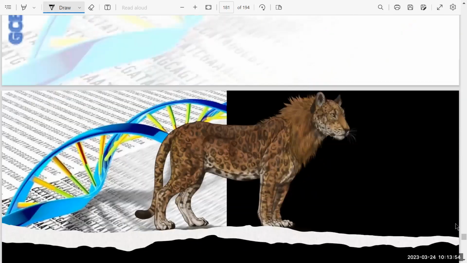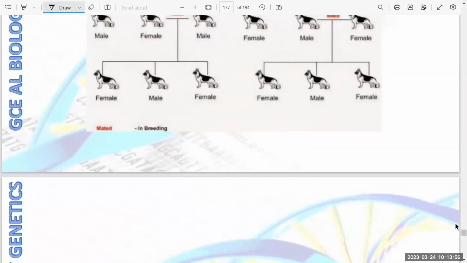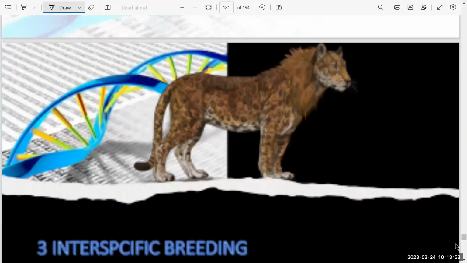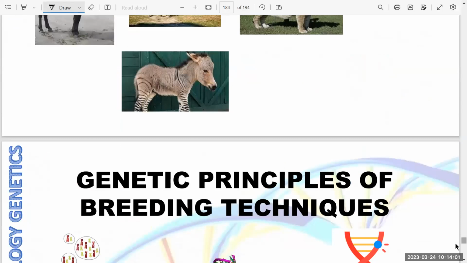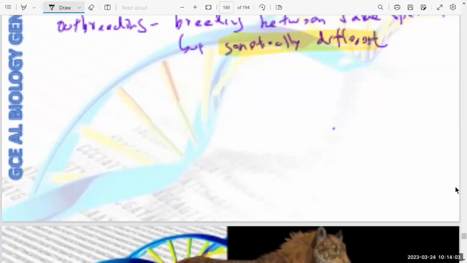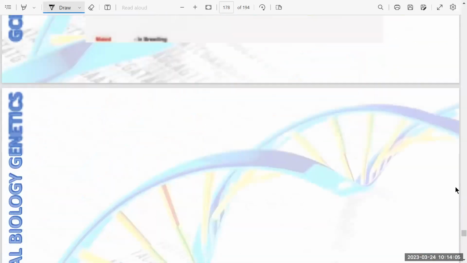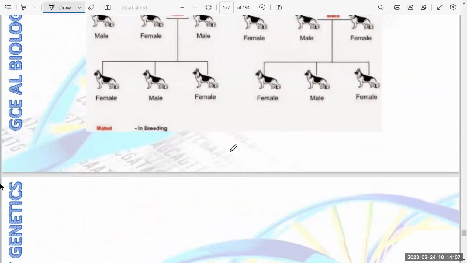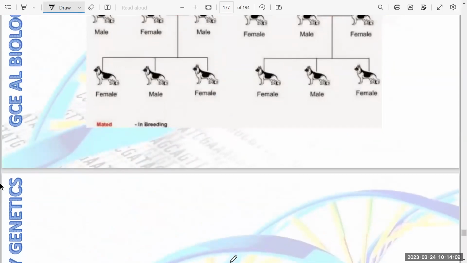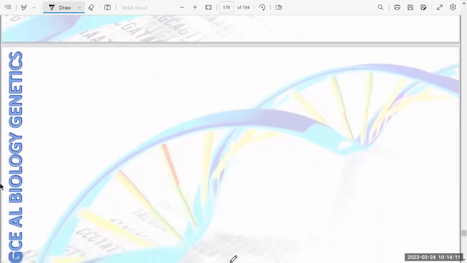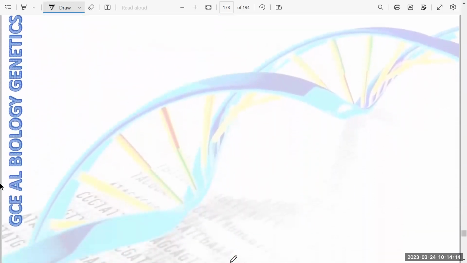What is this? So next, I should start here. Third one. No. Inbreeding, outbreeding. Third one, hybrid.